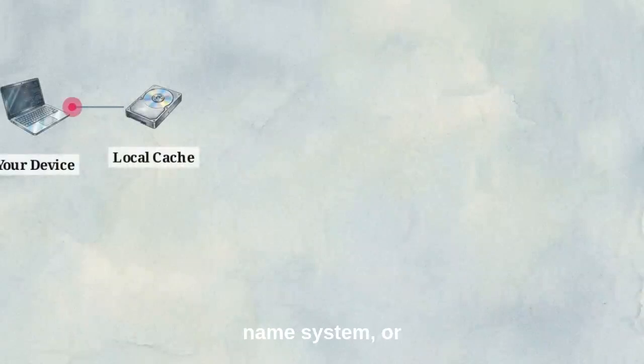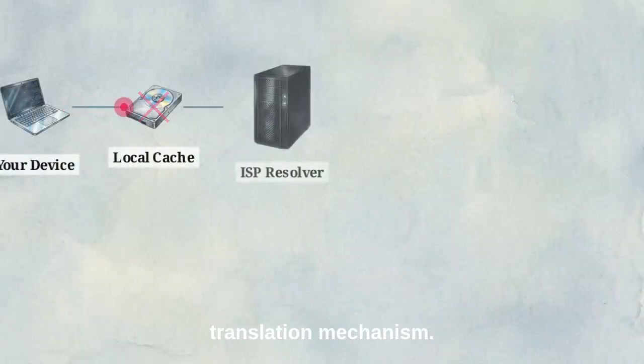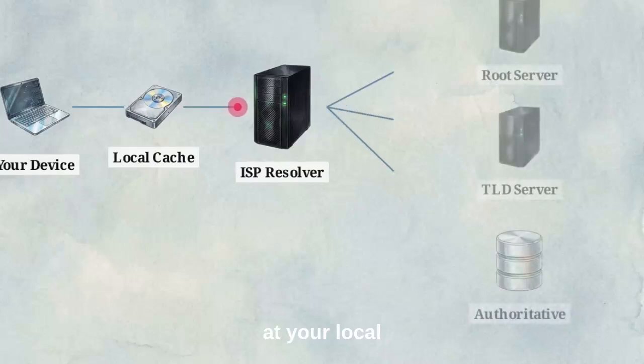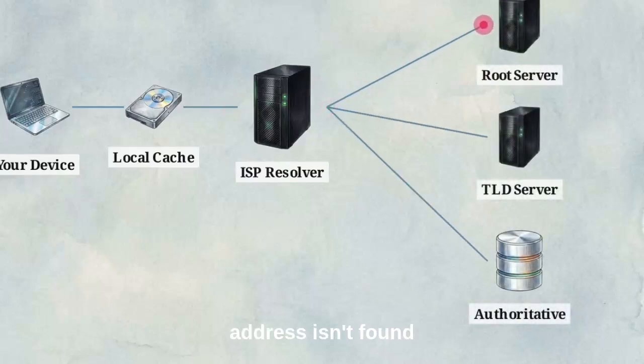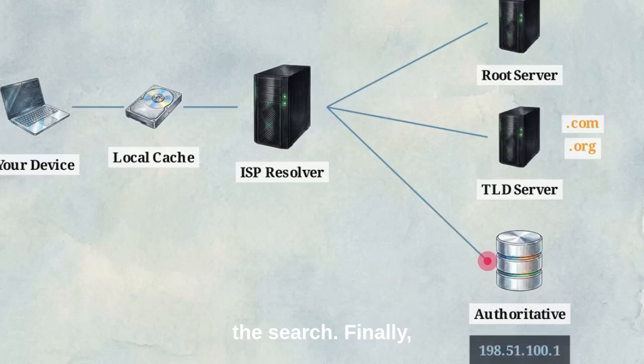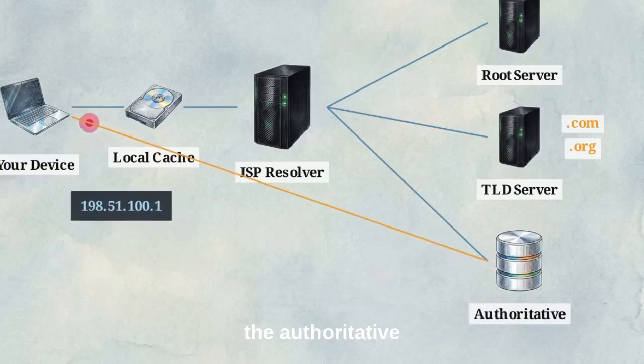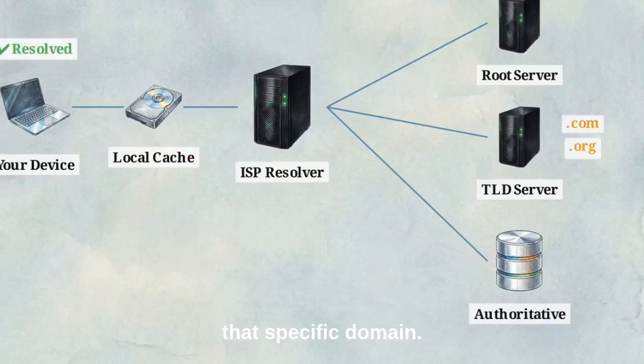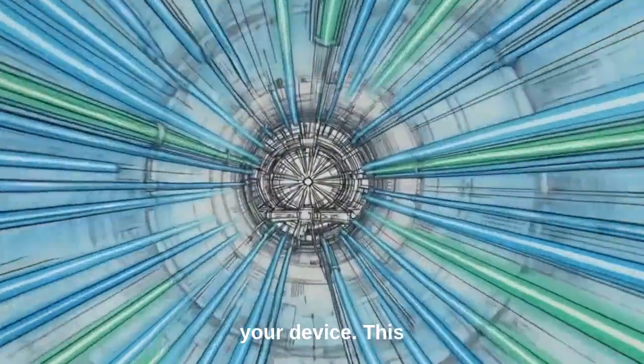The process begins at your local device cache. If the IP address isn't found there, the request escalates to your ISP's recursive resolver. If the resolver lacks the answer, it queries a root name server, which directs it to a top-level domain server, like the ones managing .com or .org, to narrow the search. Finally, the request reaches the authoritative name server for that specific domain. This server holds the actual IP address, which is then delivered back to your device. This multi-server interrogation happens in under 100 milliseconds, serving as the invisible directory that makes internet navigation possible.